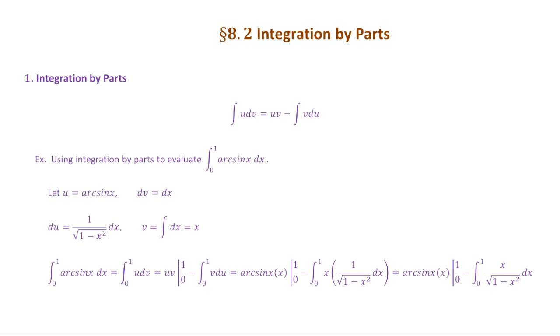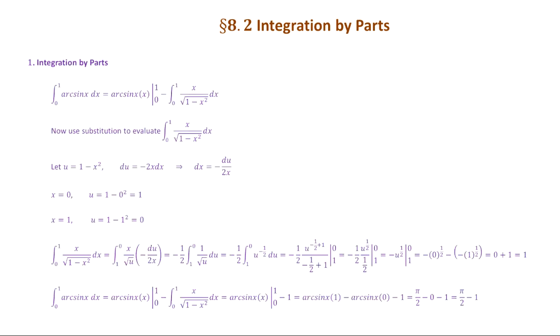Okay, so now we need to do the second integral. And now you can use substitution to do the problem. It will be real straightforward. Okay, so I just rewrote the result from the last step in the previous page again on the first line here. So the integral of arc sine x from 0 to 1 is just arc sine x times x from 0 to 1 minus the integral of x over square root of 1 minus x squared from 0 to 1.